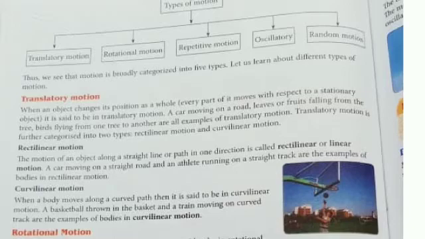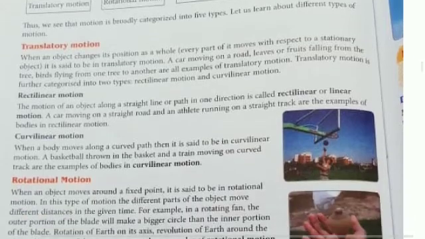Curvilinear is the second type of translatory motion. It can be understood just by its name: curve, curvilinear. Rectilinear, straight; curvilinear, curve. When a body moves along a curved path, it is said to be in curvilinear motion. A basketball thrown in the basket with a curved motion. A train moving on a curved track is curvilinear motion. If a train is moving on a straight track, it is called rectilinear motion. And if it is moving on a curved track, then it is called curvilinear motion. And both are right.